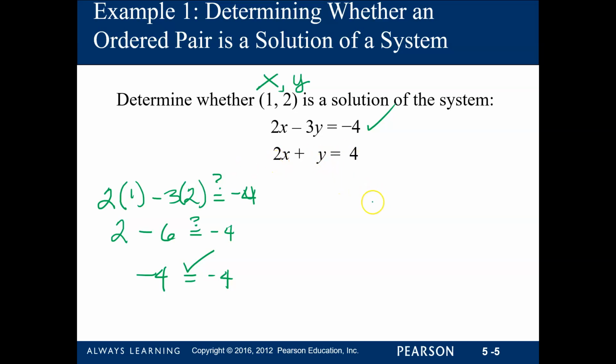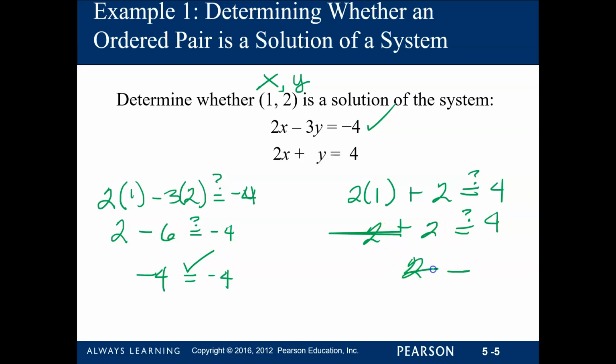Now let's take a look at the second equation. Again, we replace our x and y with the values given. 2 times 1 plus y, which is 2. Is this going to be equal to 4? If we simplify this, this is 2 plus 2. Is this equal to 4? 2 plus 2 is indeed equal to 4. This is again true, which means, as you can see, both of the equations were satisfied. Therefore, is (1, 2) a solution? Yes. (1, 2) is a solution to these two equations.